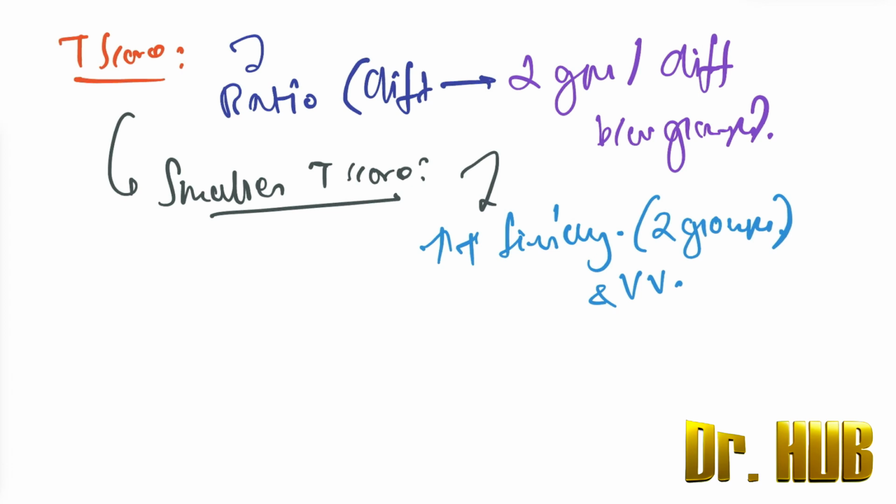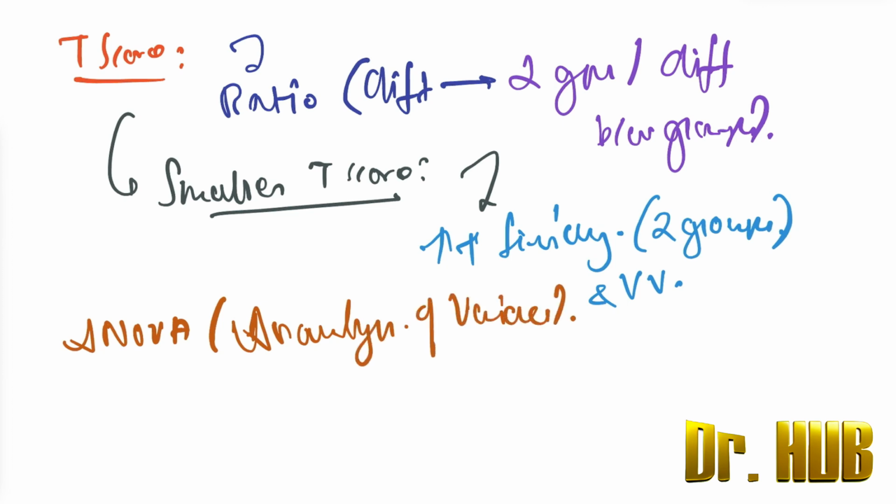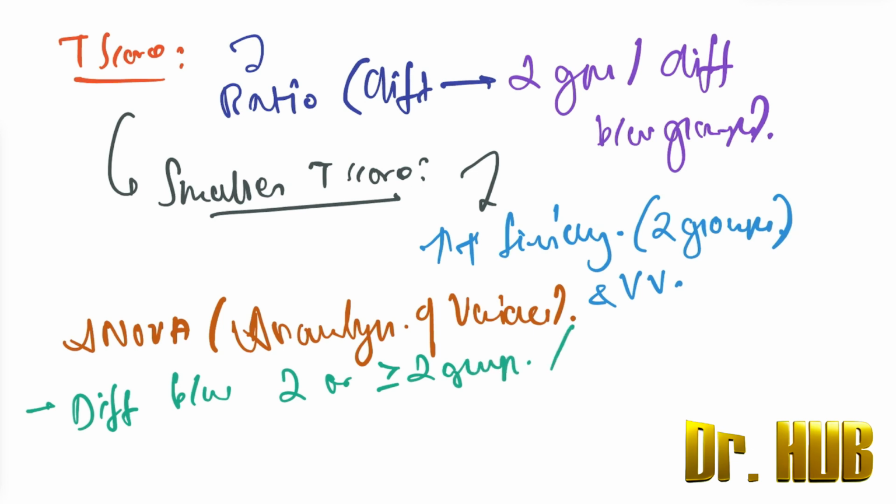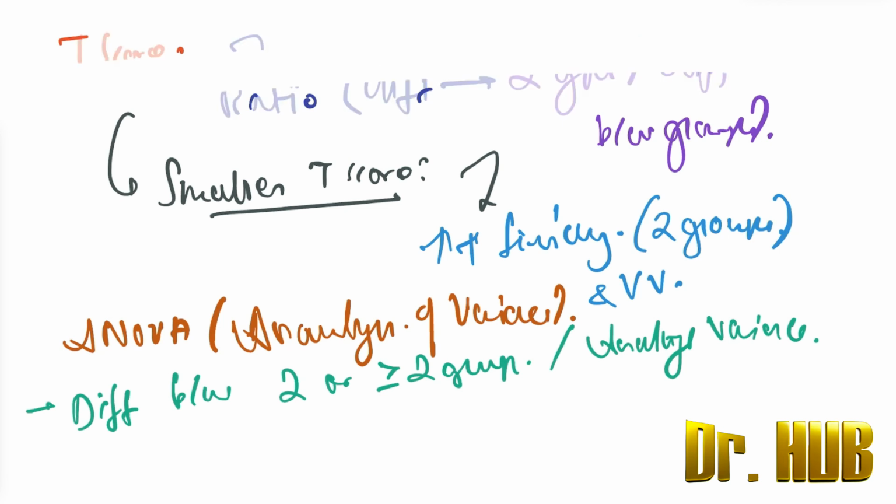Next we look at the analysis of variance, in short known as ANOVA. The analysis of variance test is used to test the difference between two or usually more than two groups. Here the inferences are made by analyzing the variance.